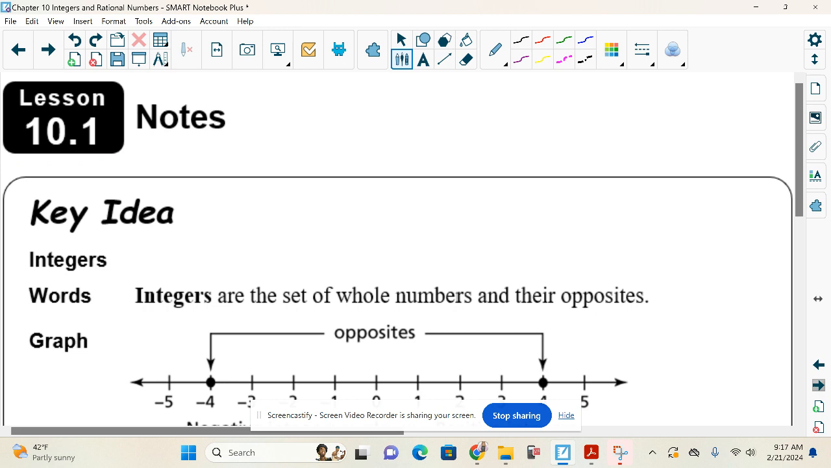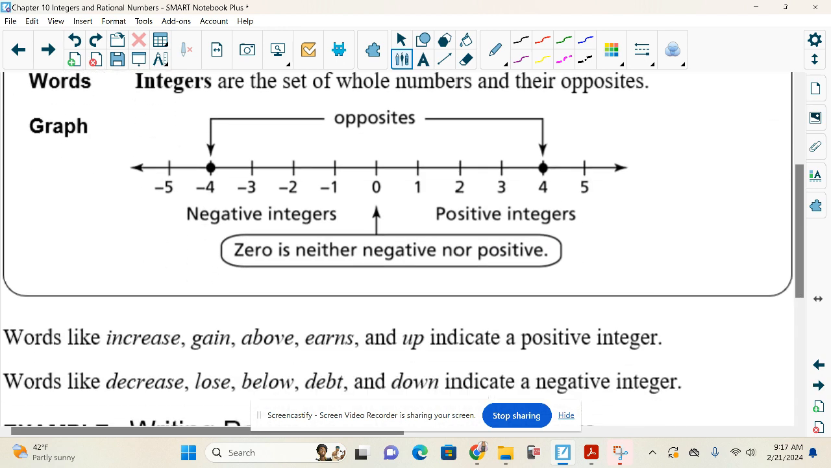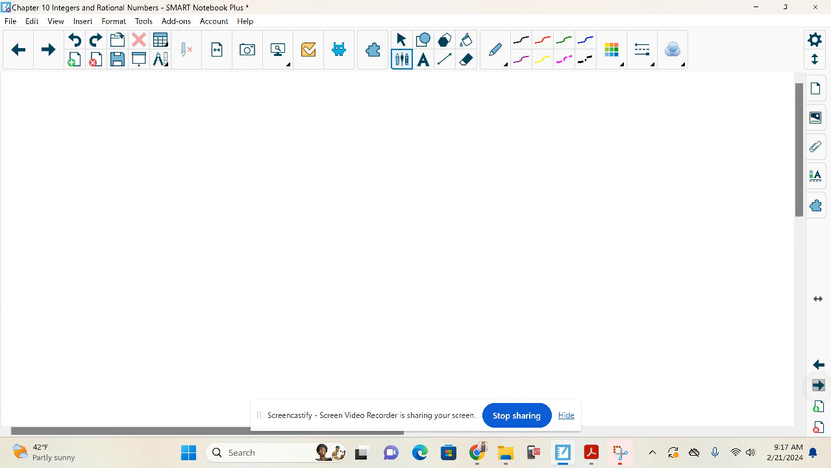We talked about 0 as well. What was special about 0? 0 is neither negative nor positive. It's neutral. Okay? In order for things to be positive, it has to be in front of 0. And for things to be negative, it has to be behind 0.